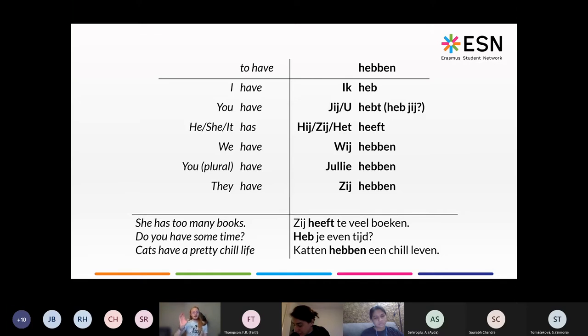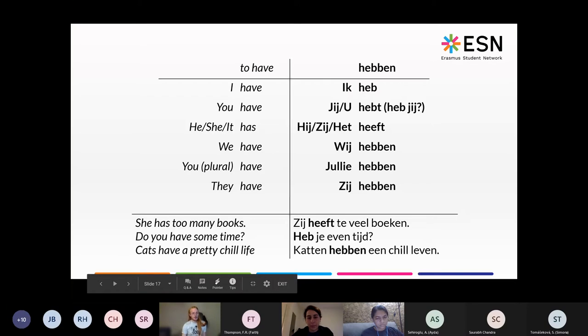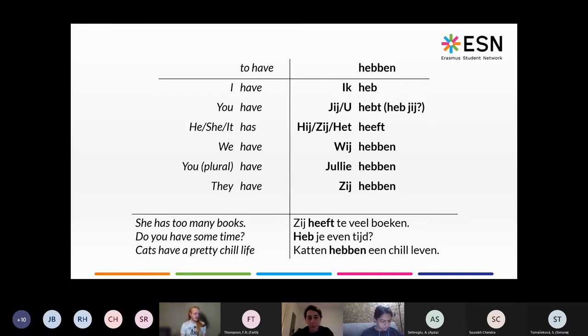This is also good to remember. If there's a question in Dutch, we turn around the subject and the verb, and for some reason, I have no idea who thought of this, we drop the T of the hebt, or any verb, basically. So it isn't hebt jij, but it is heb jij. I do not know why this is the case, but it is the case, and you need to know. So in this second example at the bottom here, we can see, do you have some time? In Dutch is heb je even tijd, and it is not hebt je even tijd.